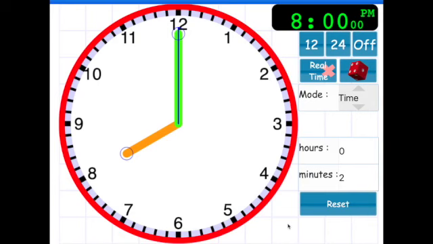Today we are going to be looking at measuring the time on an analog clock in 5-minute intervals. Just to recap on last week, an analog clock is this circular clock here, which you can see, which has got a minute hand, which is the big hand, and an hour hand, which is the small hand.